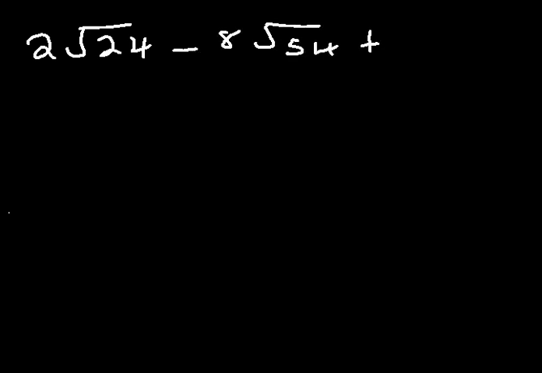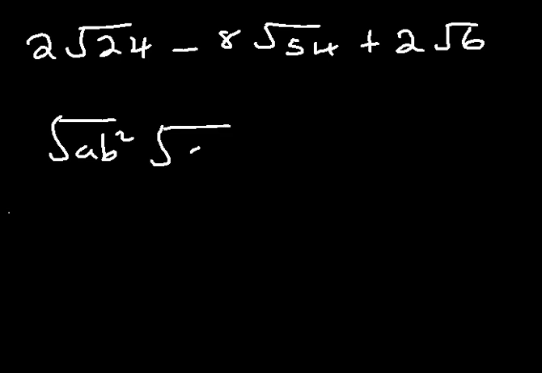Let's say we have the following cases. Let's say if we have 4 times the square root of 24 minus 8 times the square root of 54, plus 2 times the square root of 6. And also try this: let's say we have a times b squared times 8 to the power 3 times b.